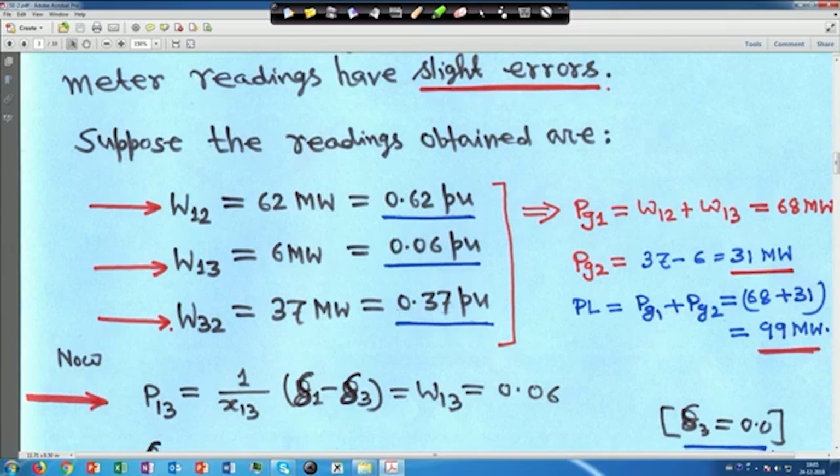In that case, what will happen is that Pg1 will be W12 plus W13. Go back to figure 1 and simply add these two readings, W12 and W13; better still, go to figure 2 where I have marked the meters. So, this is actually 68 megawatt. Then Pg2 will be 37 minus 6, so 31 megawatt, right. PL will be Pg1 plus Pg2, so it will become 99 megawatt, and bus 3 is the slack bus, so here delta 3 is equal to 0.0, right.